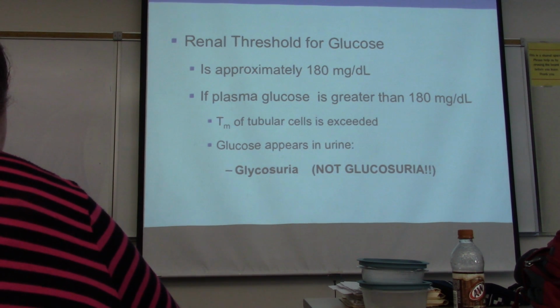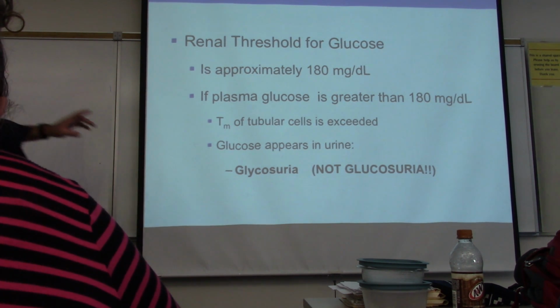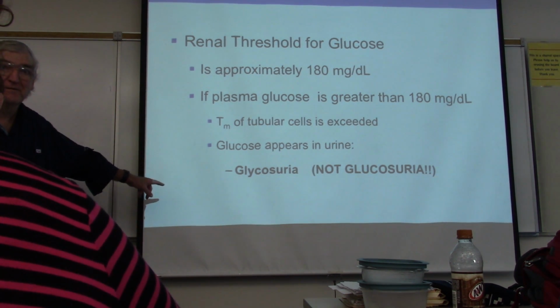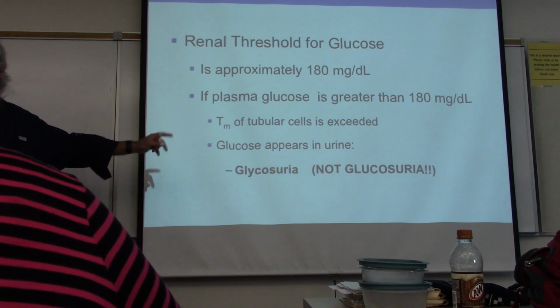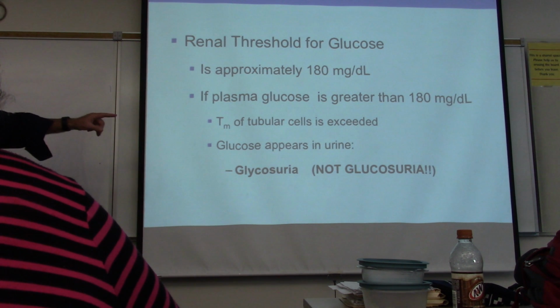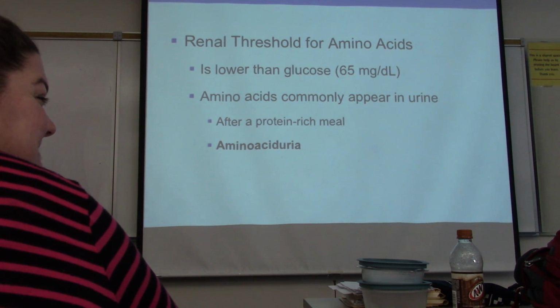So when you get glucose spilling out in your urine, in other words, you've gone above this renal threshold of 180, you're spilling sugar, and we call that glycosuria. Not glucoseuria. That makes you sound like a redneck from eastern Tennessee or something. It's glycosuria.